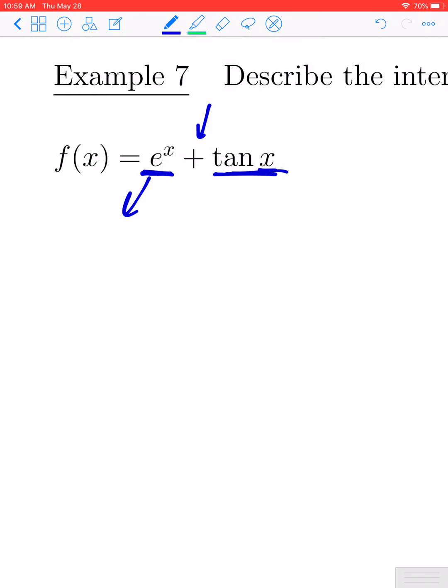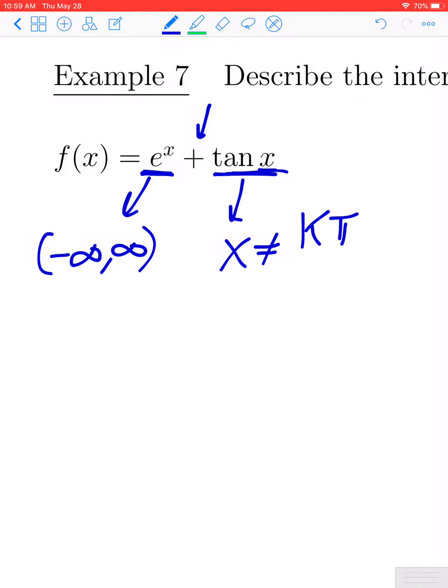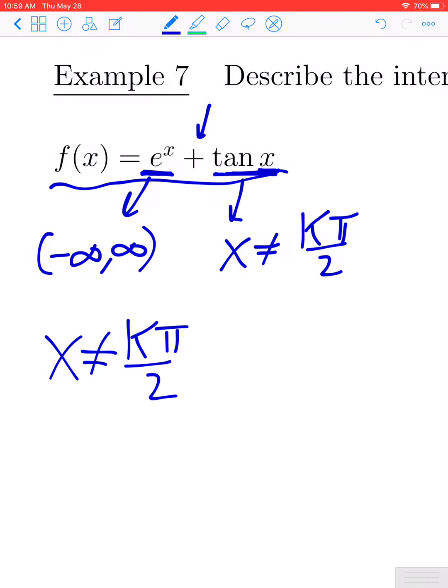Well, e to the x is continuous for all real numbers. So e to the x doesn't have any issues. It's fine everywhere. We see from earlier that for the tangent, the angle x cannot be an odd multiple of pi over 2. So taken together, this function f will be well-defined and continuous, provided x cannot be equal to an odd integer multiple of pi over 2.